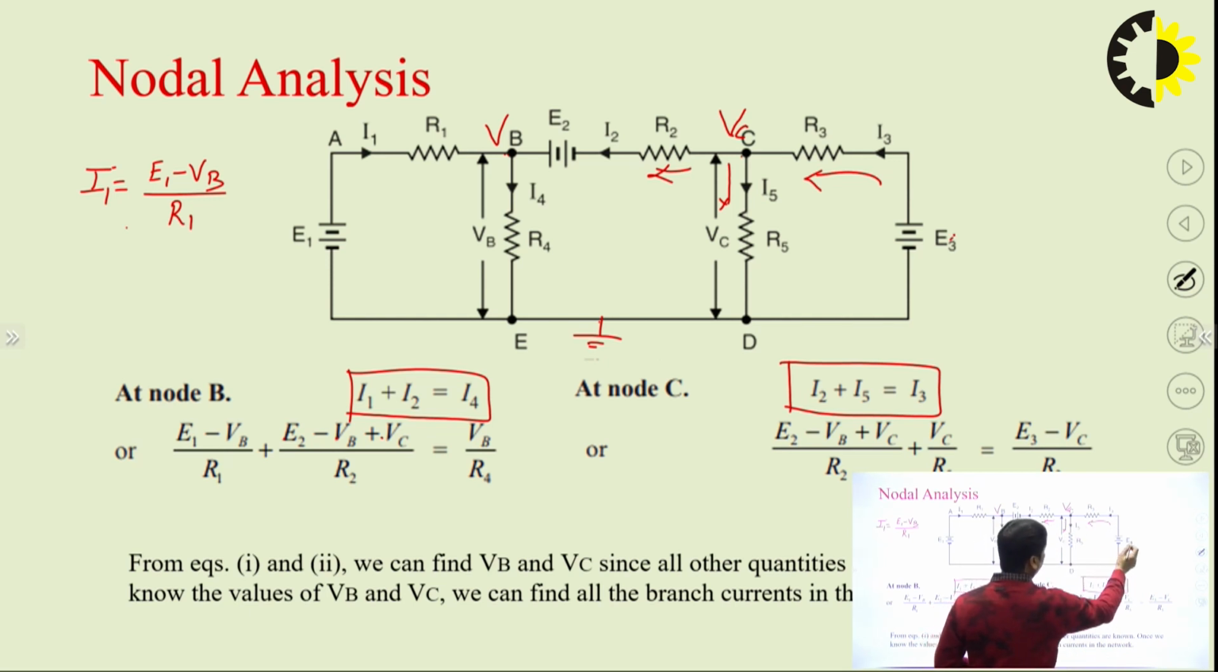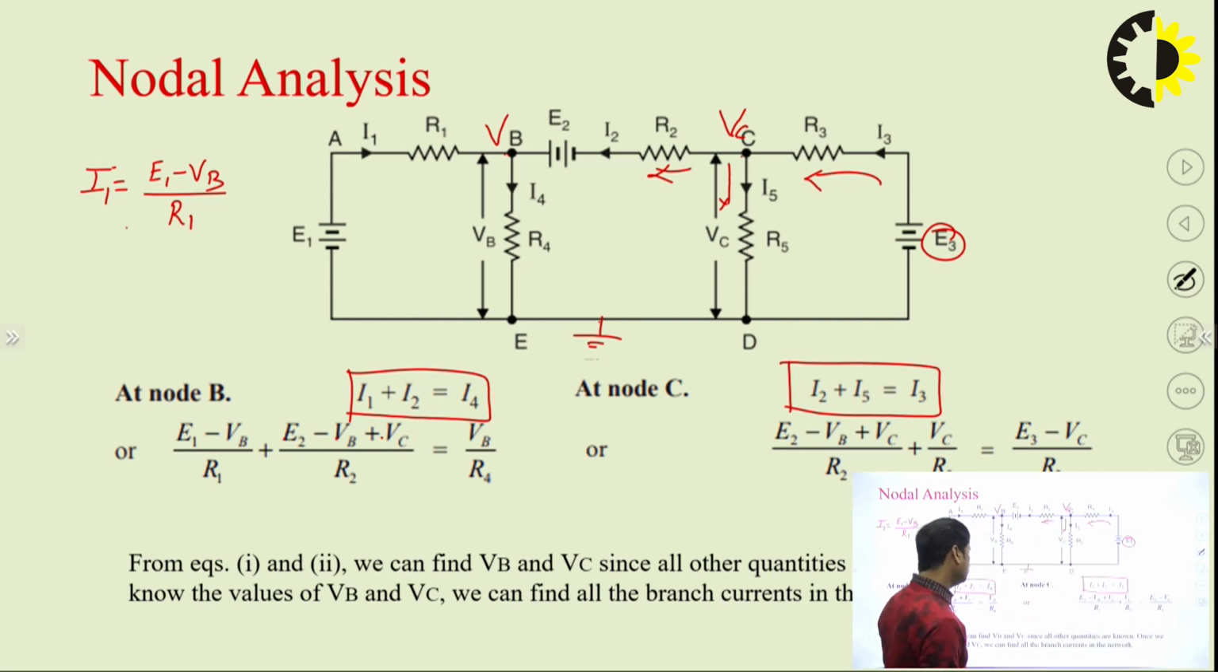I3 is coming from here. So this is high potential. So E3 minus VC upon the resistance R3. So we have to apply these two KCL equations and convert them into voltage equations, in terms of the nodal voltages, and then we will solve them.